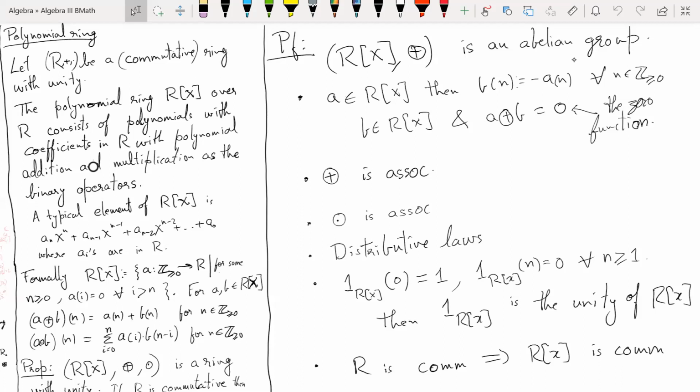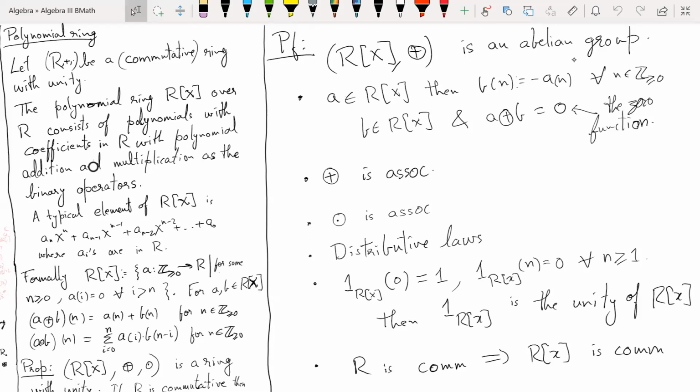So we want to check that this is a ring. I'm not going to do all these steps, but we will see some of them. We basically have to check all the axioms. First, one has to check that it's an abelian group. This is already a binary operator. We have to show that it contains the identity and the inverse.